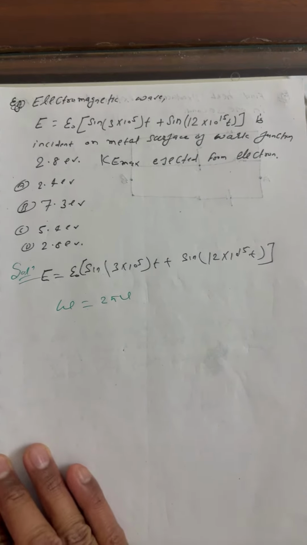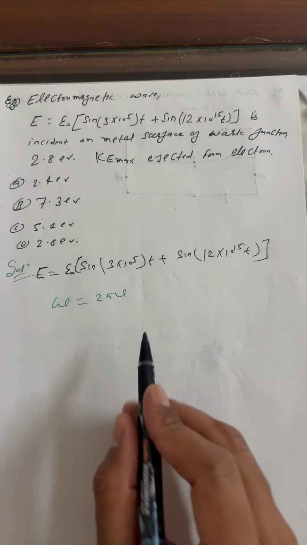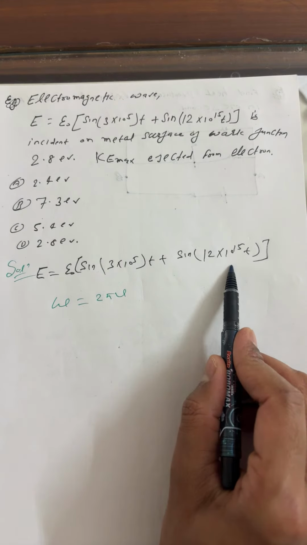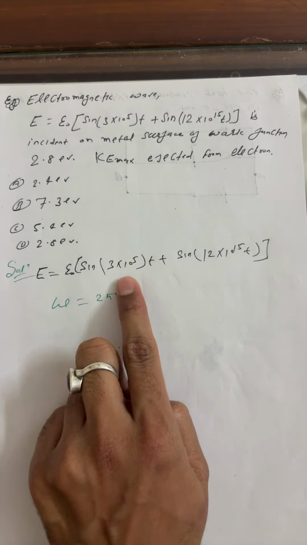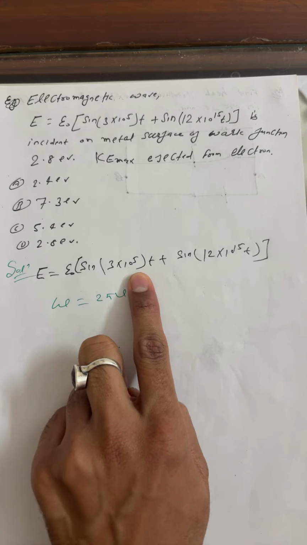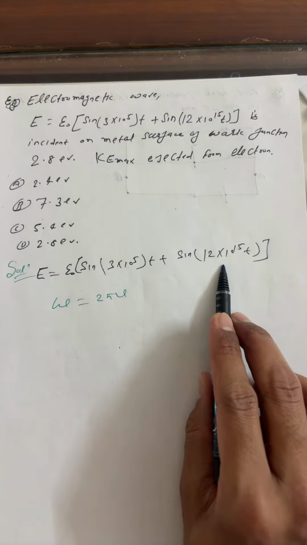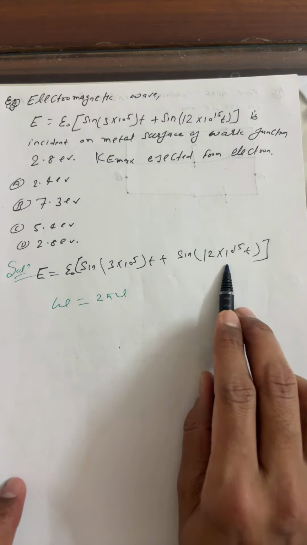For this condition, beta, we have two omegas. You can see this is omega 1, this is omega 2. But you can see this omega creates a lower frequency, because it is 3 into 10 to the power 5, and this is 12 into 10 to the power 15. So this omega will create a higher frequency. So I'll take this omega.